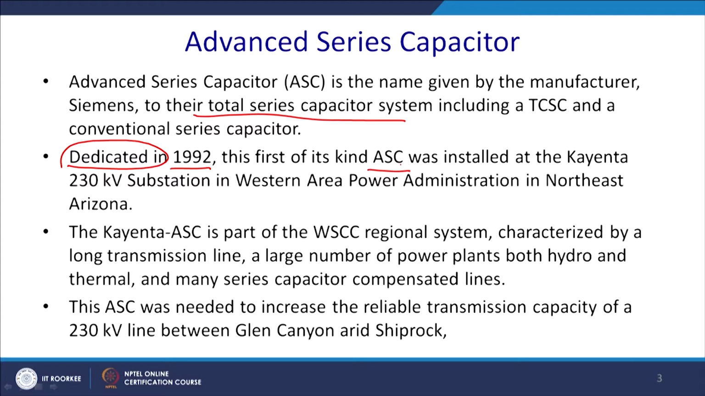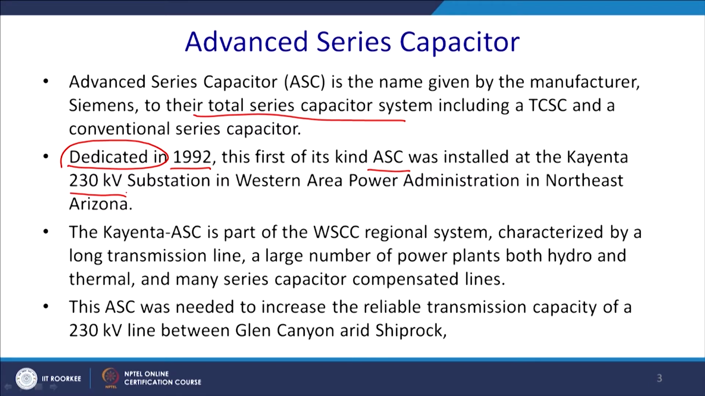It was put into operation, in diplomatic or bureaucratic terms we say dedicated to the nation, in 1992. The first ASC of this kind was installed in a 230 kV substation in the western area of northern Arizona in 1992.